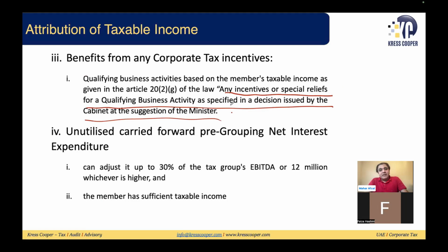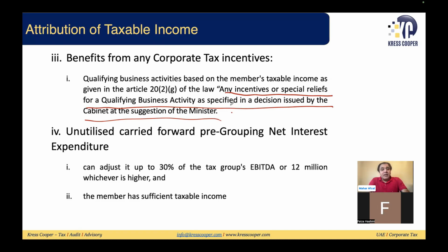22G. Any incentive or relief for the qualifying business activity might be, now there is a possibility these incentives, these reliefs depend upon the taxable income of the individual taxable person. So if these incentives, these reliefs depend upon the taxable income of the individual tax member, then we need to calculate the taxable income of the individual tax member as well.